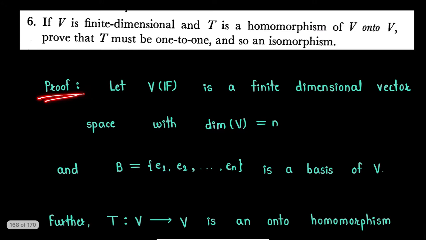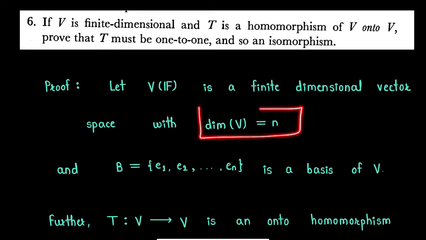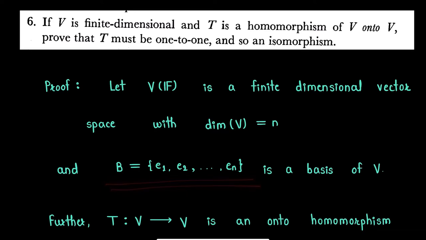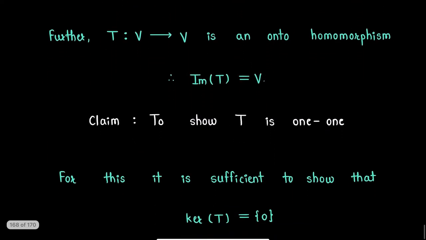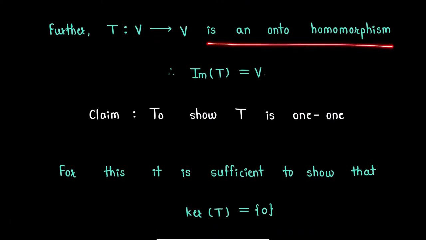So, proof. Let V over field F be a finite dimensional vector space with dimension of V equal to n. And let the set B, consisting of n vectors, say E1, E2, up to En, be a basis of vector space V. That is, B spans V and these n vectors are linearly independent. Further, we know that T from vector space V to V is an onto homomorphism.